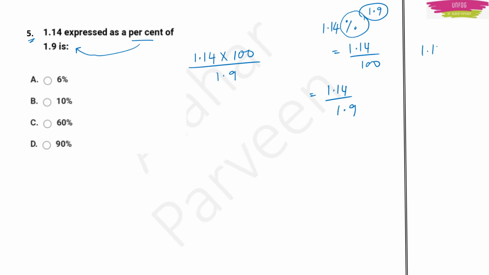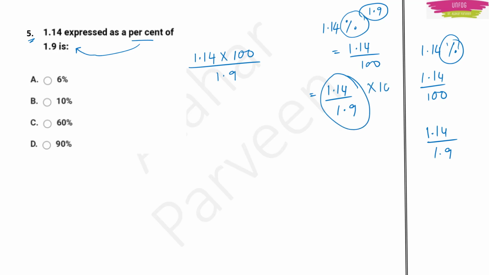See, 1.14%. In place of percent, what you write? 1.14 by 100, right? Now they are telling 1.14 is expressed as percent of 1.9. It's not percent of 100. It is percent of 1.9. So you will write 1.14 by 1.9. Okay. Then you have to express this in terms of percentage. That is into 100 you have to do.